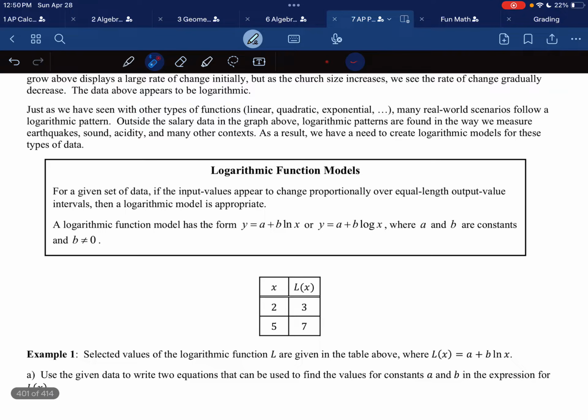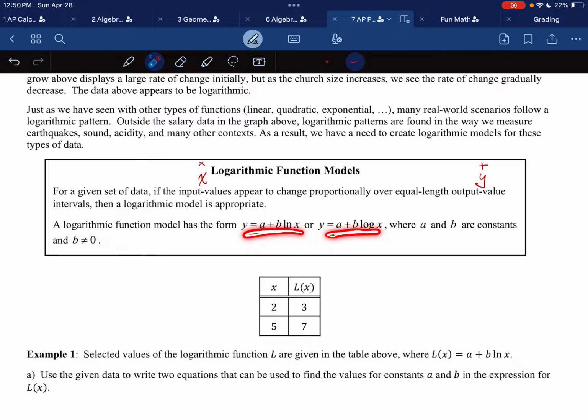And we have this information. So for a given data set, if input values appear to change proportionally, so input values, again, those are like the x coordinates, right? So as the x coordinates appear to get multiplied, we're assuming that the y values, the output values here, are equal length. So the y values are being added and the x values are being multiplied. It's nothing new. We've already talked about this before. Then a logarithmic model is appropriate.